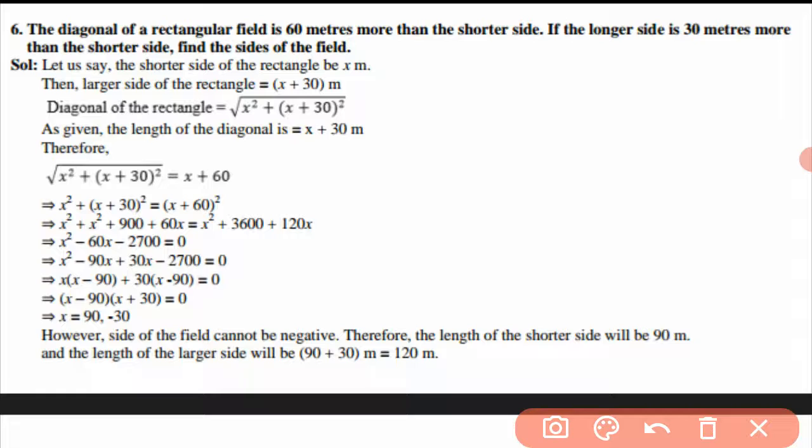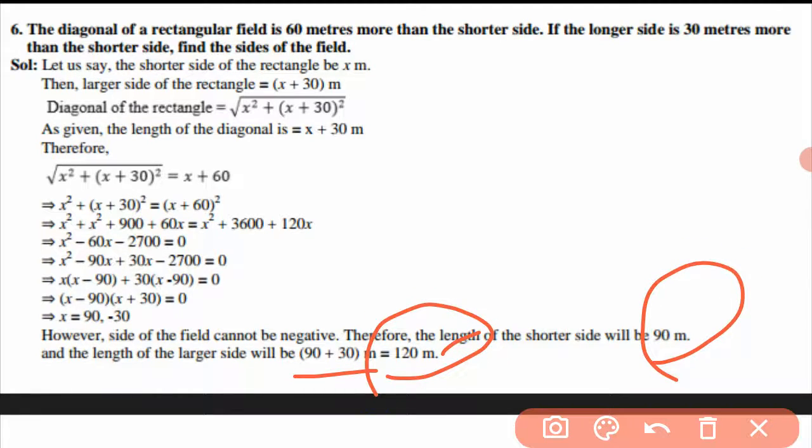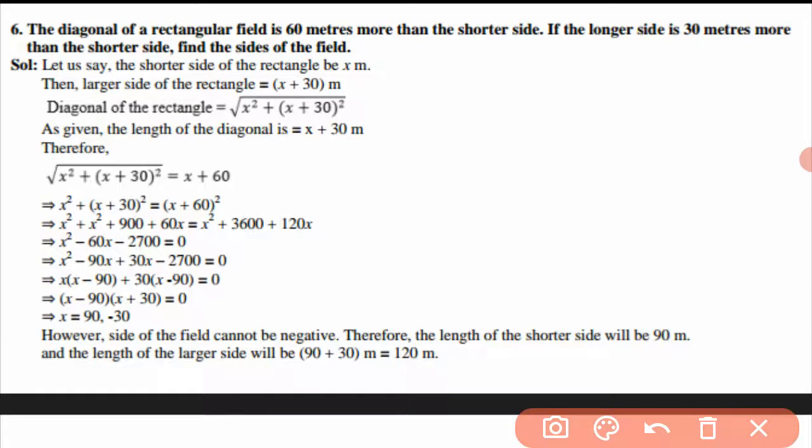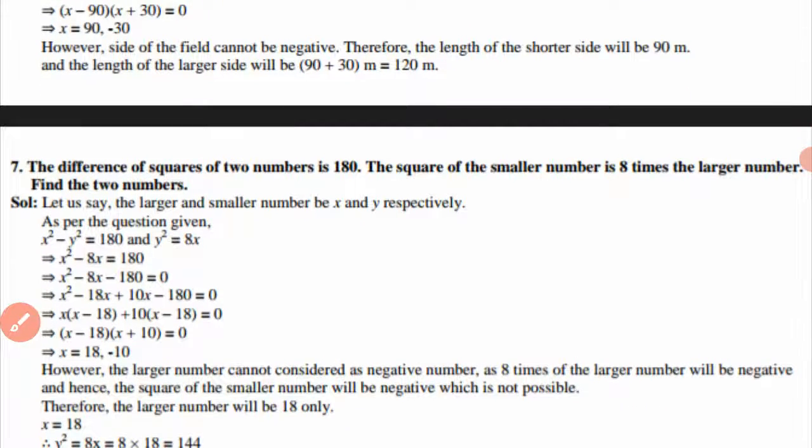Length cannot be negative, so we will take the shorter side as 90 meter. If the shorter side is 90 meter, then the longer side will be 90 plus 30, so it will be 120. So the shorter side will be 90 meter and the longer side will be 120 meter. So in this way we can do this question. Now after this, see question number 7.